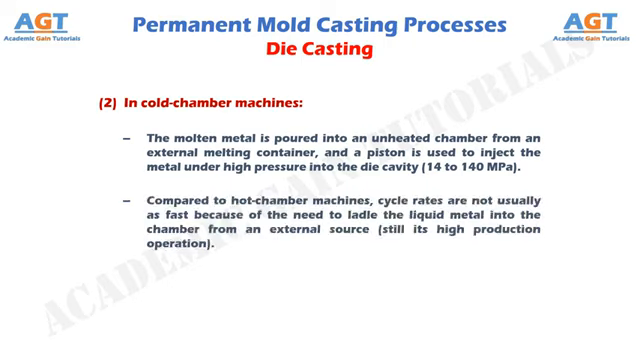Compared to hot chamber machines, cycle rates are not usually as fast because of the need to ladle the liquid metal into the chamber from an external source. Still, it's a high production operation. Typical metals for casting are the aluminium, copper, zinc and magnesium alloys.